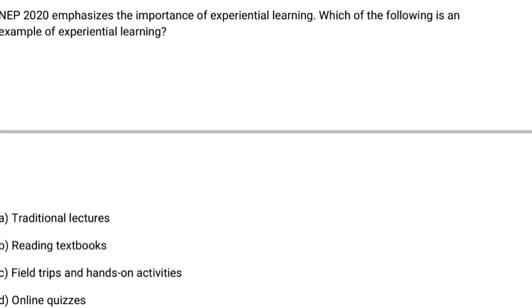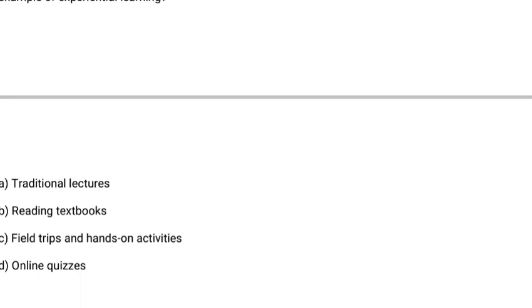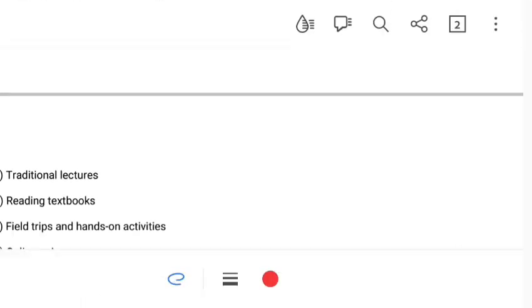NEP 2020 emphasizes the importance of experiential learning. Which of the following is an example of experiential learning? It will be reading textbooks.